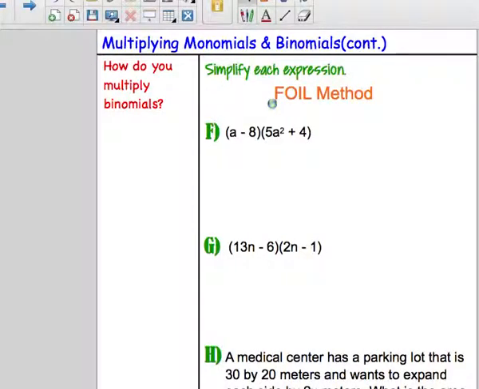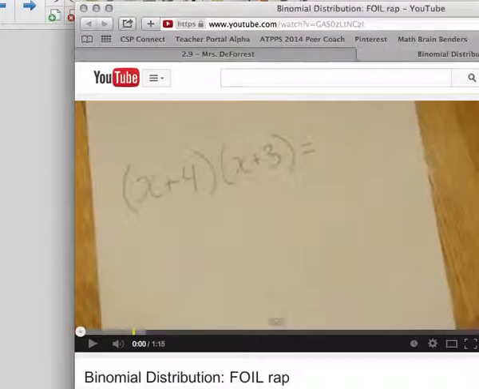The last step today is going to be to now multiply binomials. Now, as you can see on the screen, there's something called the FOIL method. Some of you may or may not remember this. I'm going to have you watch a brief video first so we can discuss what it means.